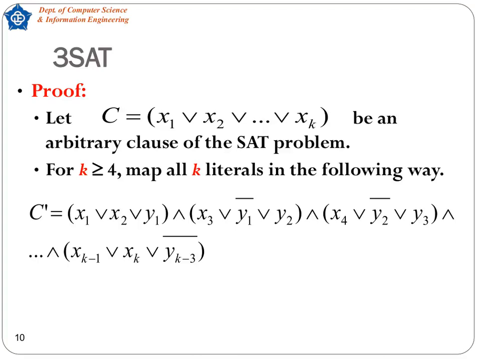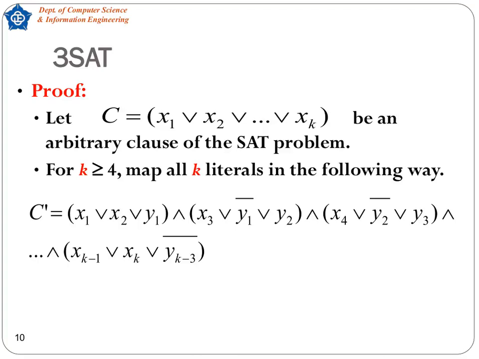Now, when we have a clause C with k greater than or equal to 4 literals, written as x1 or ... or xk, we still want to break it down into 3-literal pieces without changing its satisfiability. Here's how. 1. Introduce k minus 3 new helper variables, y1 through y(k-3). 2. Replace the single k-literal clause with a chain of k minus 2 clauses, each having exactly 3 literals.